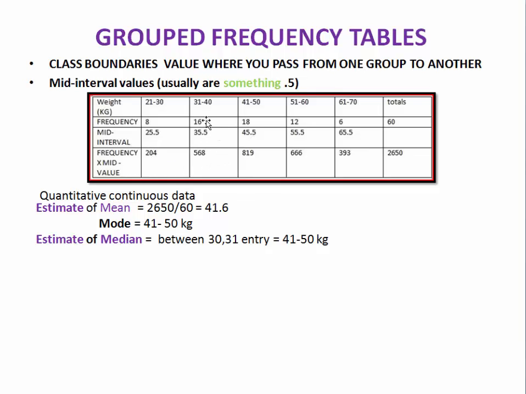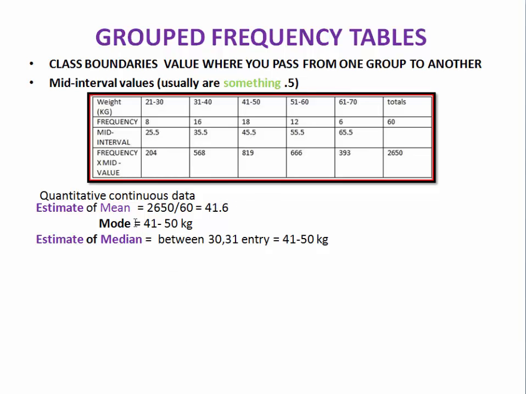35.5 multiplied by 16, 568. Now, because we've got a range of values, we can't get an exact mean, so we have to have an estimated mean. And the estimated mean is this total of the frequency multiplied by the mid value divided by the total of the frequency. So that's 2650 divided by 60, which is 41.6.